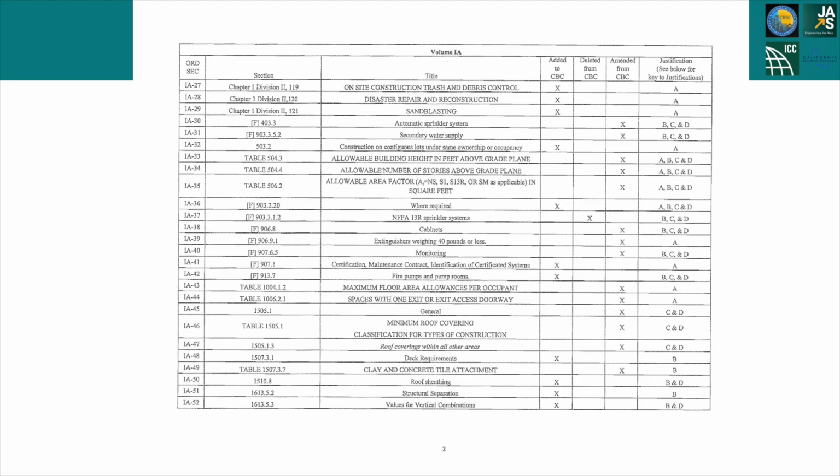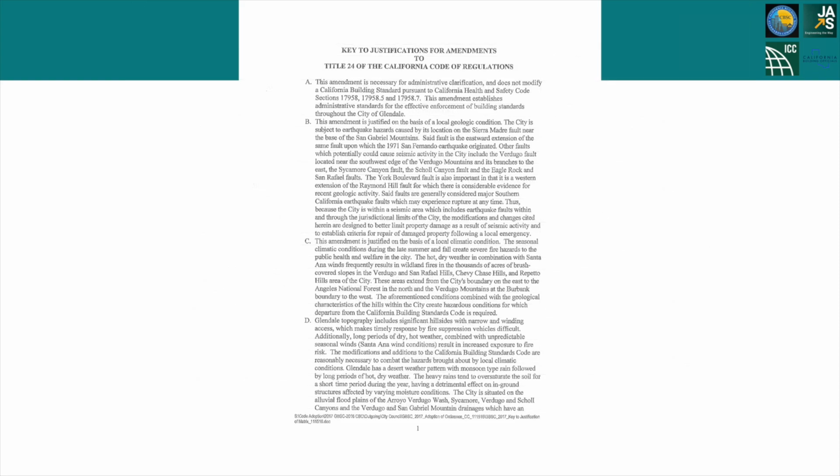If we look to the end of the resolution, we can find the matrix, and if we scroll down to the amendment related to roof sheathing, we see a reference to justifications B and D. So what are justifications B and D? Let's take a look at the last page of the resolution. On the last page of the resolution, we find a key that clearly describes 4 different justifications labeled A, B, C, and D.